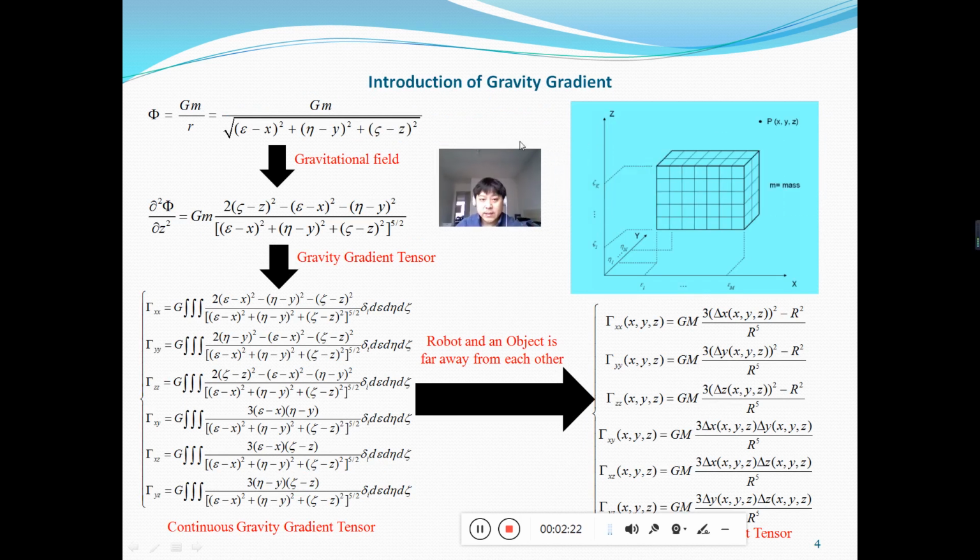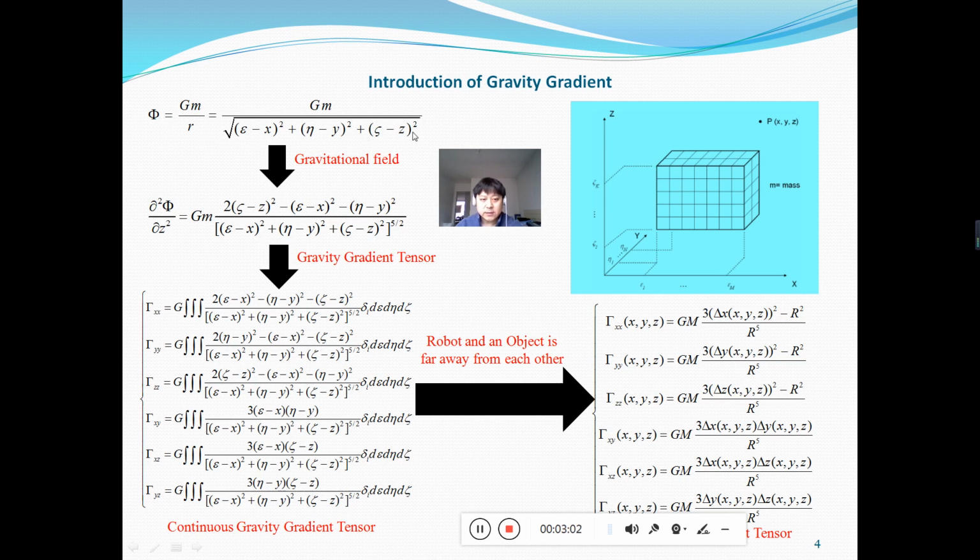So, what's the meaning of the gravity gradient? In our environment, if we have a mobile robot, we can install a gravity sensor on this mobile robot. And if there is an object in our environment, and there is a distance between the object and the mobile robot, we can use this equation to define the gravitational field caused by the object.